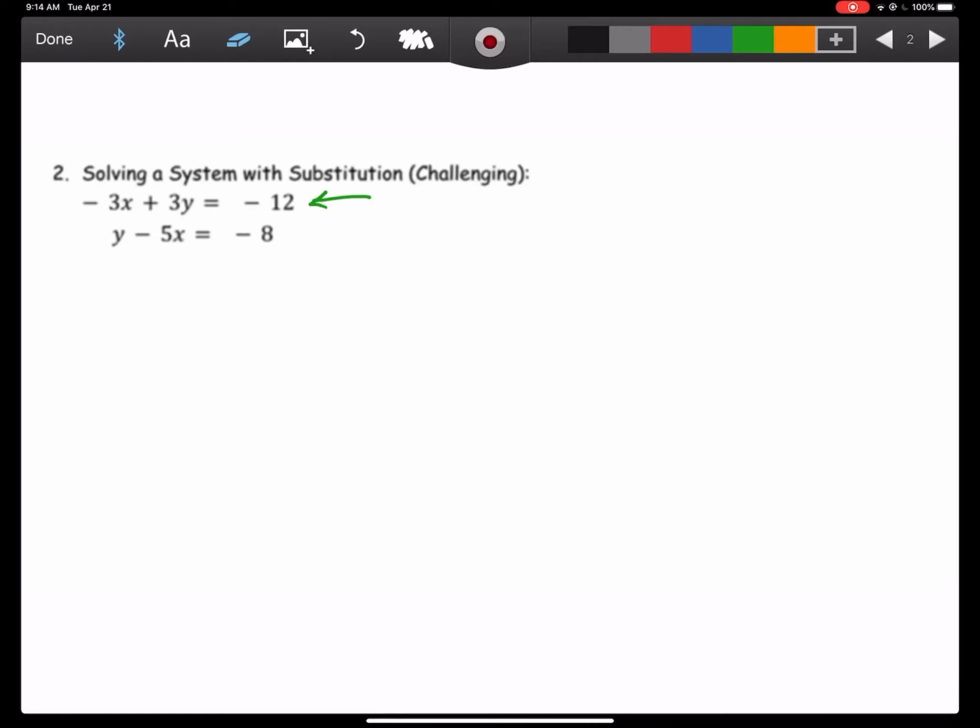So let's look at the top one. Would it be quick to solve for x? No. Would it be quick to solve for y? No. Okay. Let's look at the second equation. Would it be quick to solve for y? Yes. Would it be quick to solve for x? No. Okay. So let's solve for y. So first step.